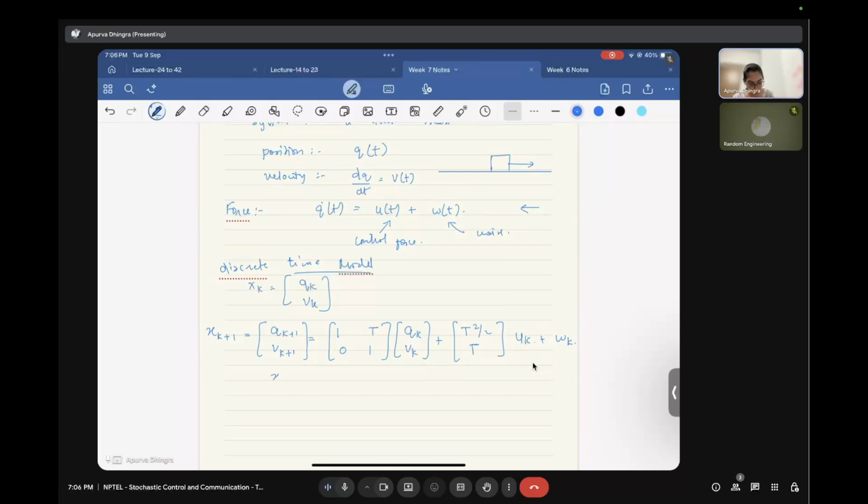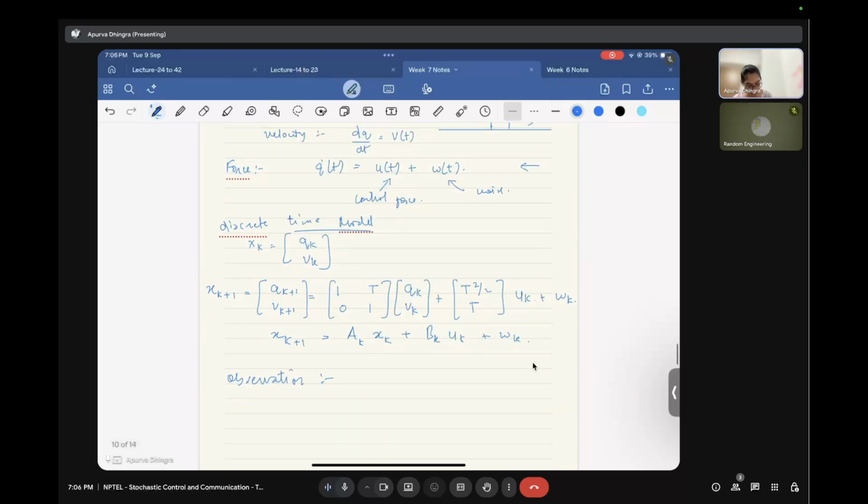Now you can compare it to our standard form, which was some Ak xk plus Bk uk and wk. We have the exact form of Ak and Bk, and since we have some observation, let's write the noisy observation. And this is just some random choice, nothing more than that. So let's call the observation variable z. So zk is something that acts on the state, qk and vk, and there's some noise component to that.